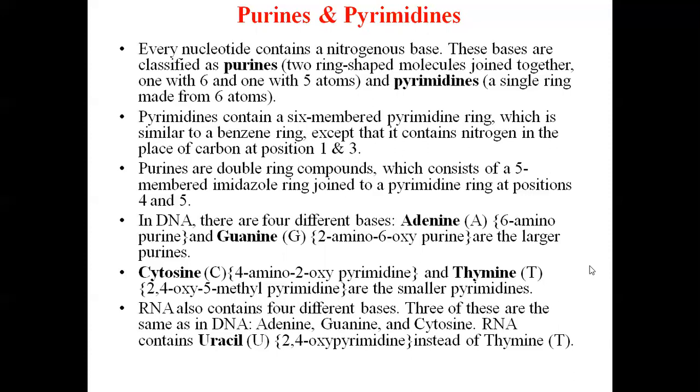In DNA, there are four different bases: adenine and guanine, these two are the purines; cytosine and thymine, these two are the pyrimidines. RNA also contains four different bases. Three of these are the same as in DNA: adenine, guanine, and cytosine. RNA contains uracil instead of thymine.